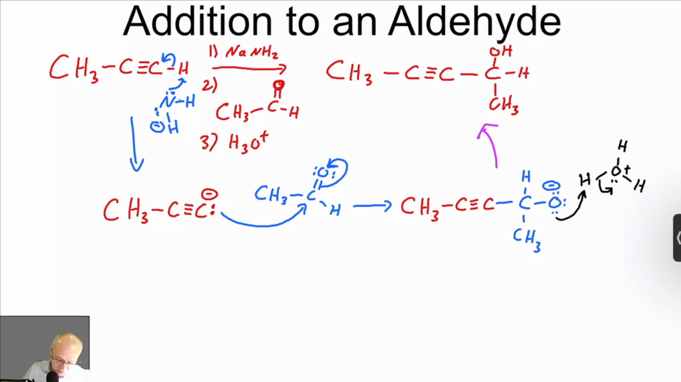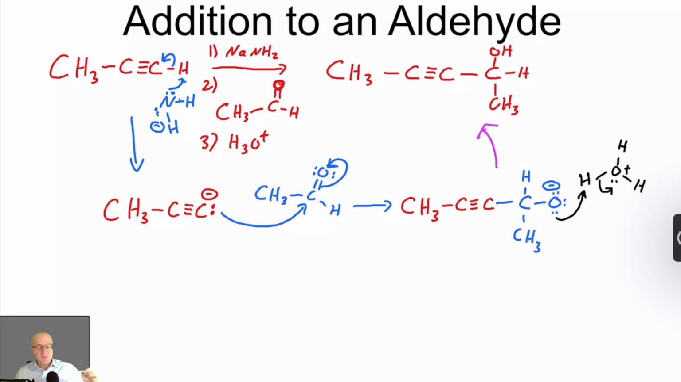So let's walk through this mechanism real quick. A lone pair from the base deprotonates the alkyne. So lone pair attacks the hydrogen, electrons fall onto the carbon. The resulting anion, electrons will attack the carbonyl carbon. The pi bond goes from being a bond to being a lone pair on the oxygen. Then one of the lone pairs on oxygen will attack the hydrogen of hydronium, kick the electrons from the bond back to form water. We're giving you the resulting secondary alcohol. So that's how that works.